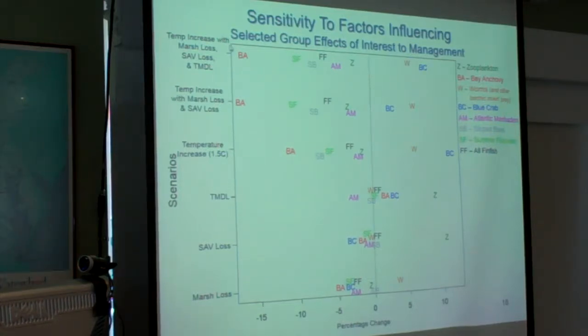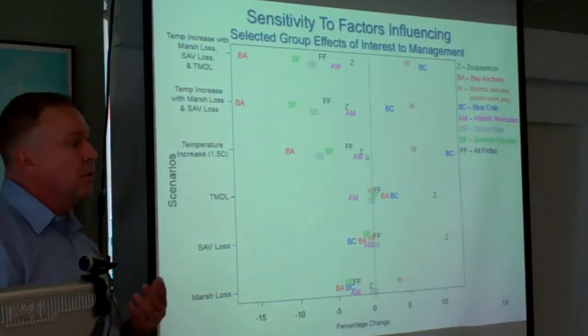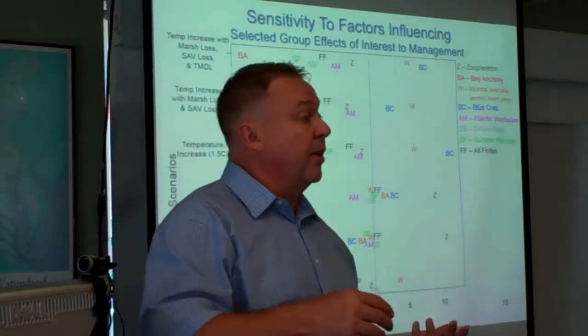Now we throw in everything together: temperature increase, marsh loss, SAV loss, and the TMDL improvements. And again, a similar scale to what we see in all three of these last scenarios. And blue crab, again, has increased, benefiting from more SAV because of the clearer water. So generally, overall, we're seeing a dominant stressor of the temperature.